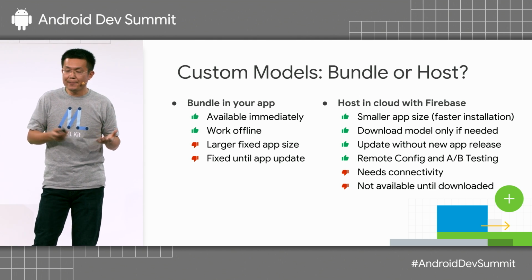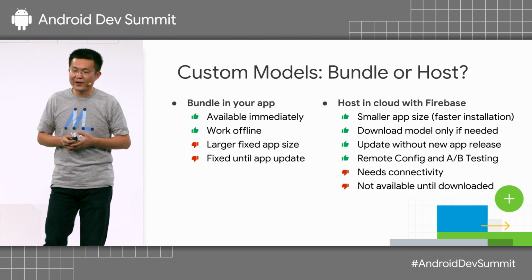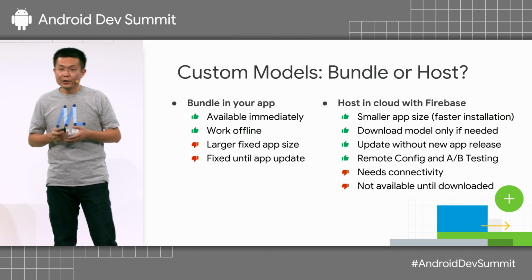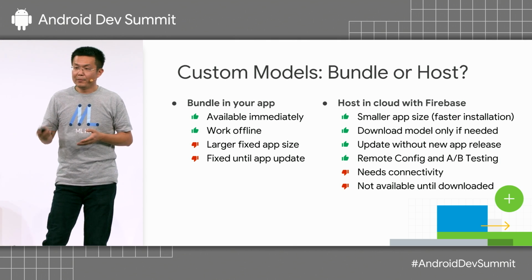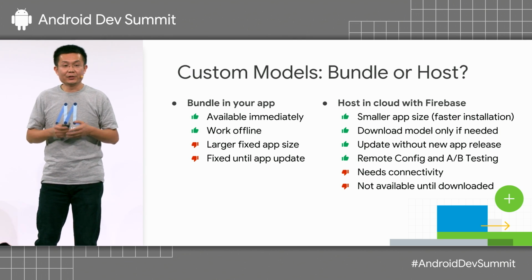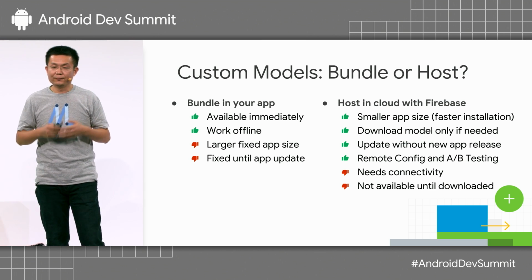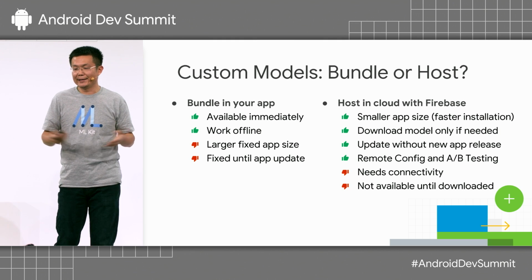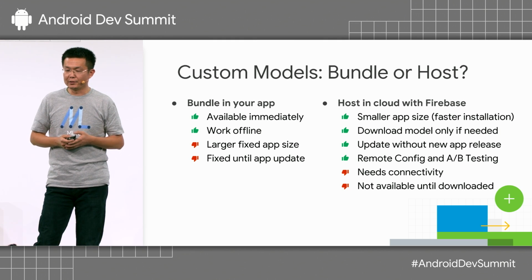You get a smaller app size because the app itself does not contain the model, which translates into faster installation. You also can choose to download the model only if it's needed. Model updates can come over the air into the app without any new app release. You can also use remote config and the A/B testing framework provided by Firebase to do phased rollout as well as controlled pilots. The drawback of hosting the model on the cloud is, obviously, it needs connectivity.